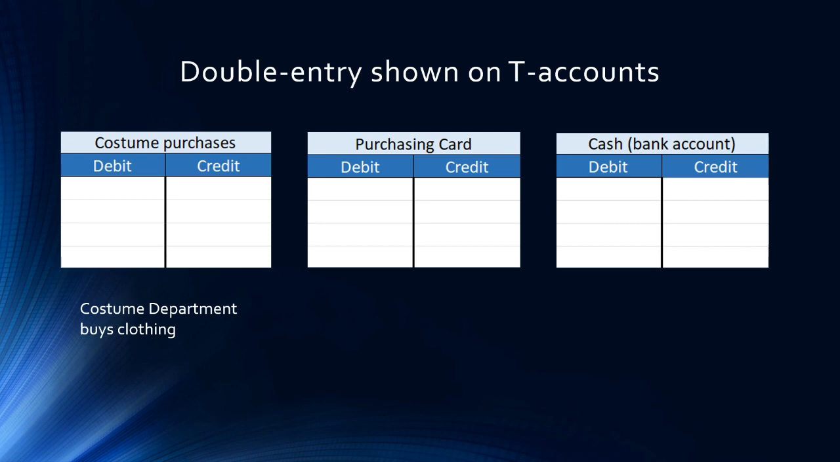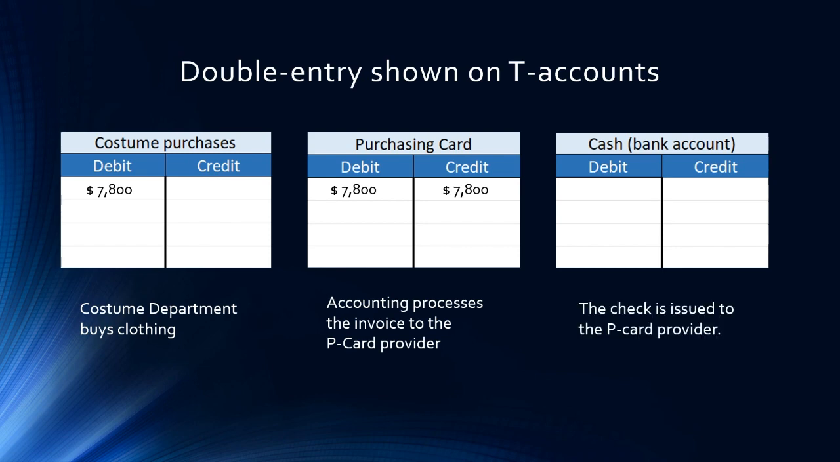It all starts when Costumes buys the clothing, which is recorded as a debit to the expense account for costume purchases. The other side of that transaction is a credit to the liability account for purchasing cards. Then the invoice from the purchasing card provider arrives, and it is input for payment as a debit to the liability account purchasing card, which reduces the liability. The other side of that is the payment when a check is issued to pay the P-card provider, which is recorded as a credit to the bank account, which reduces the bank balance.